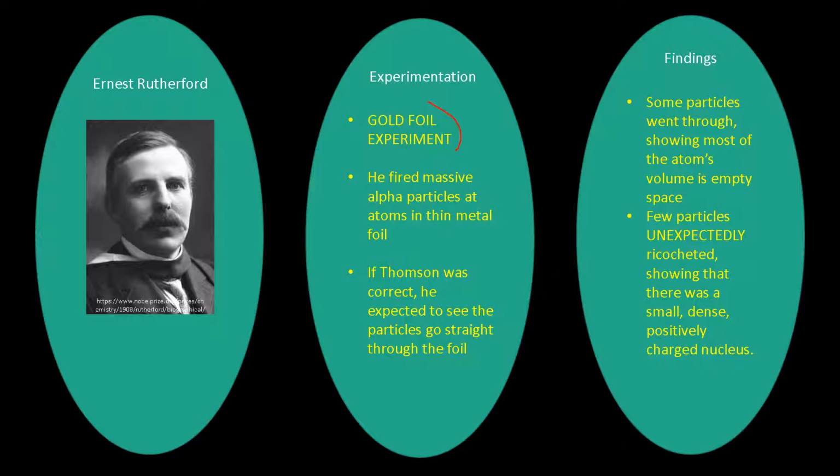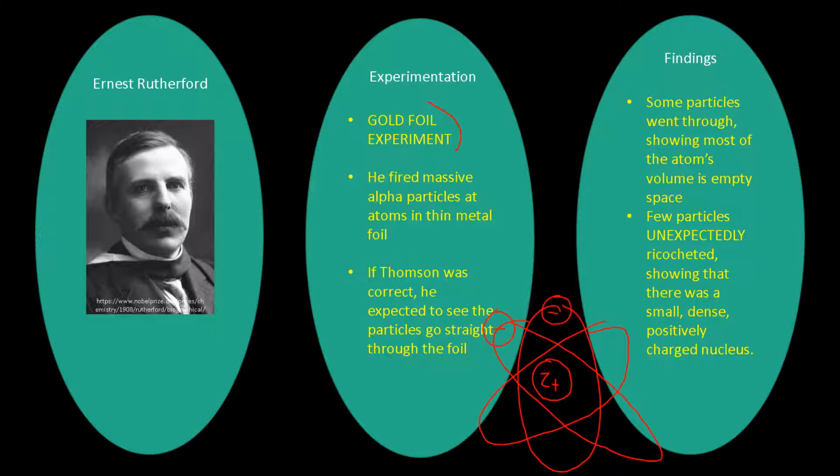So he created the nuclear model, which had a proton-filled nucleus. It was a positive charge, and all around it he had electrons orbiting the nucleus. And he had these going in one specific pattern around the nucleus.